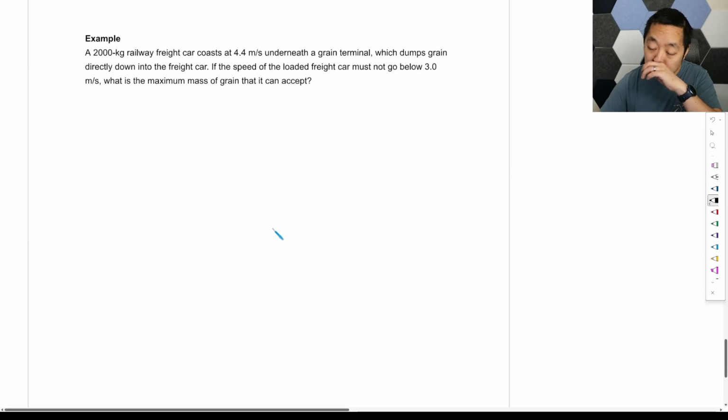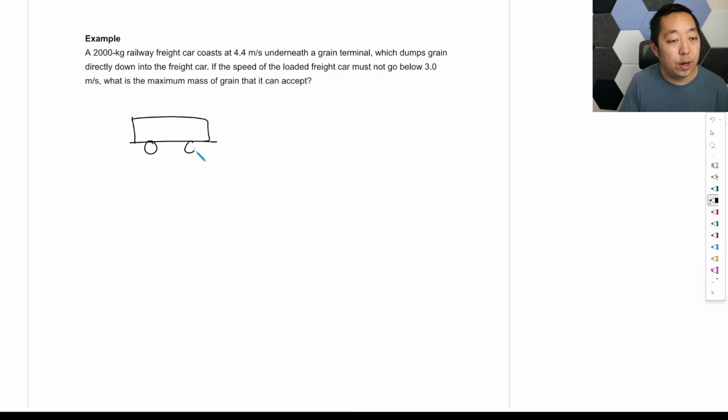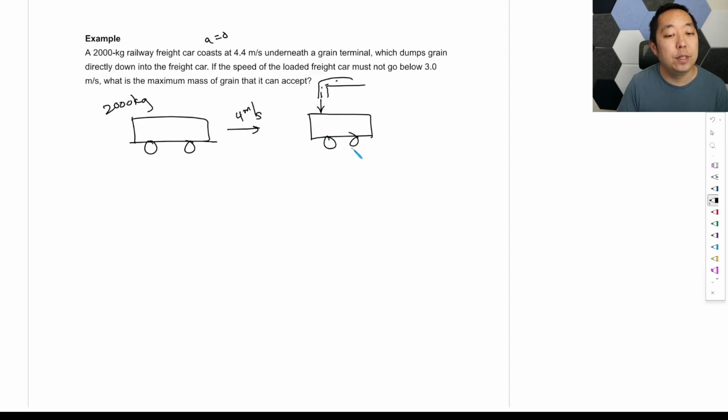Okay, let's do another one. We're doing a conservation of momentum problem. So first, we have a 2,000 kilogram freight car coasting at 4 meters per second. So it's going 4 meters per second. Coasting at constant speed, the acceleration is 0, right? Underneath a grain terminal, which dumps grain directly. So there's a grain terminal that's going to dump grain down into the cart. So the cart's now going to get grain dumped into it.